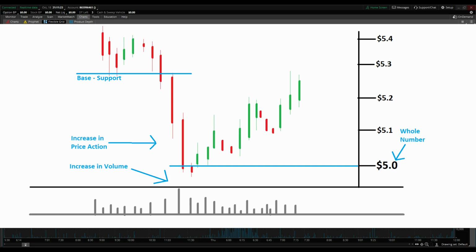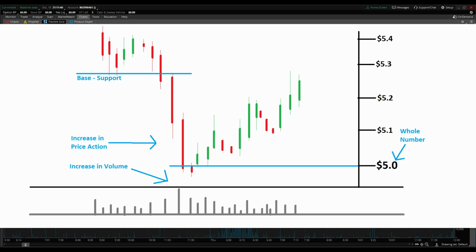So you're going to have to go off of these psychological support and resistance areas, which are usually the whole and half dollar numbers, right? So in this case, the whole dollar number of $5 is going to be our support. And in some situations, it might blow through $5 and it might drop to $4.50.